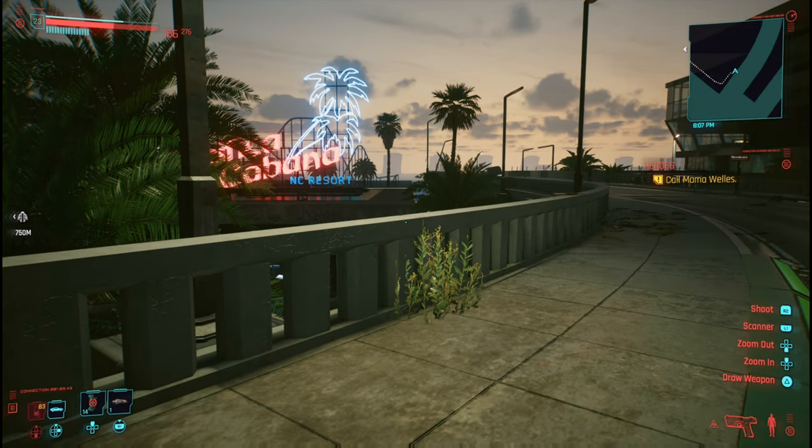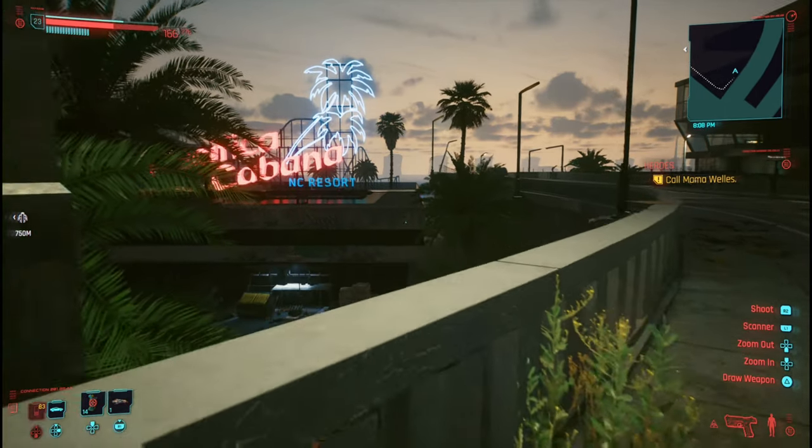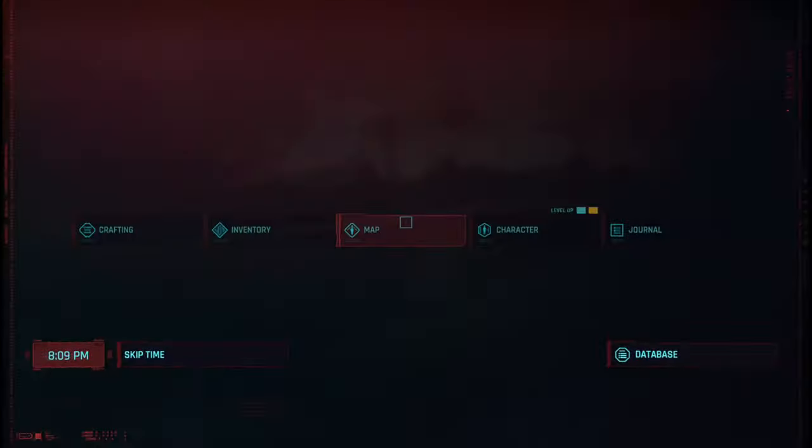Now, this is going to be a trophy guide called Christmas Tree Attacks, and what you have to do is breach protocol a CCTV camera or surveillance camera for your case.